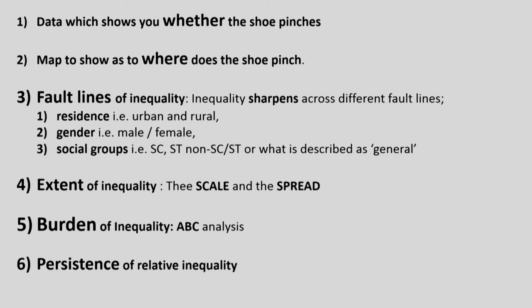The point that I am making over here is that data shows you whether the shoe pinches, maps show you where the shoe pinches. We have seen fault lines of inequality which sharpen across different fault lines. It can be urban, rural, it can be male, female, it can be SCST and non-SCST, and it could even be among the people who are disabled and non-disabled. We are not taking it up here. Extent of inequality can be measured by its scale and spread. The burden of inequality: we will quite often realize that different areas do not contribute uniformly. Some areas contribute a lot more and some areas contribute less. The other thing which we have seen is that even if you raise the bar, the relative inequality remains fairly stubbornly in its place. So, let us take a look at that.